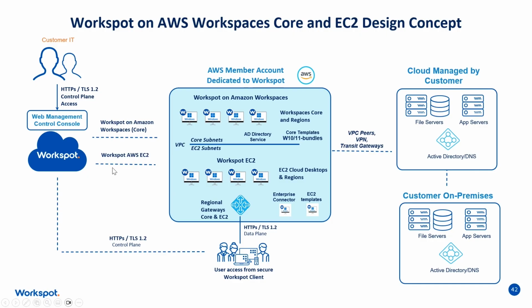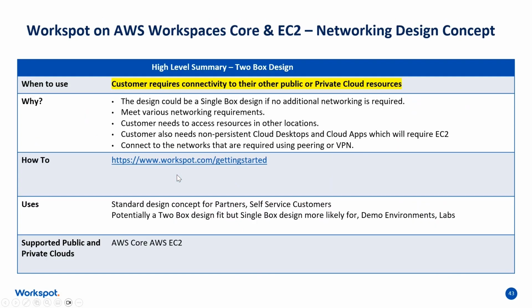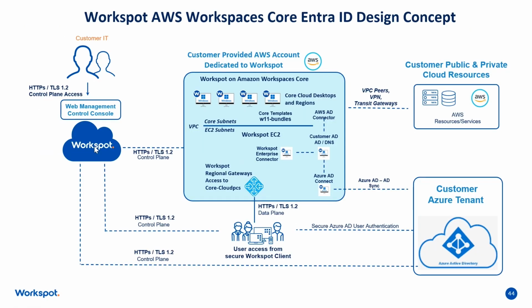But what's different here is that Workspot control actually has a connection into the EC2 layer as well. That way, simultaneously, we can support both. And again, the same networking applies, and you're using the Workspot client to do the connectivity to that. Now, if we take this a little step further, this is where we have to combine different use cases, like cloud apps on EC2 or non-persistent desktops on EC2 or maybe some persistent bundles that aren't available on core. So that's basically the overview of what that looks like.